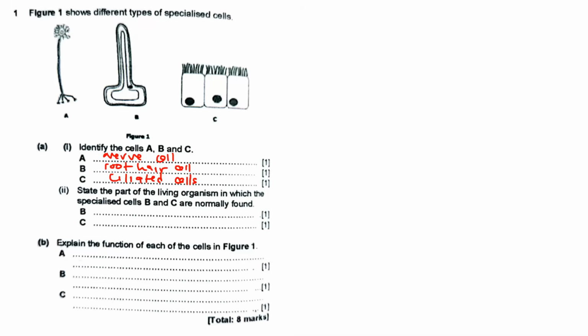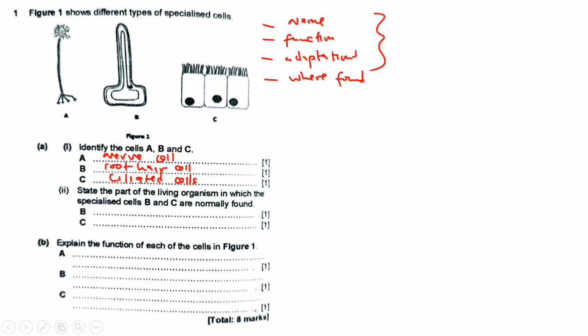So, under cell specialization, things that you should know is the name of a specialized cell, function, adaptations, and where it is found. So if you know this under each, then you have no problem. There are quite a number of specialized cells, both animals and plant cell. So make sure that you know those as you go in an exam. Very important. Now we proceed.